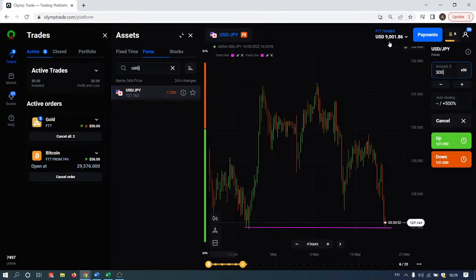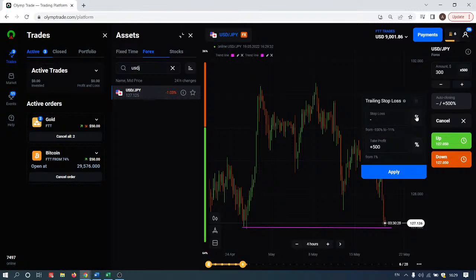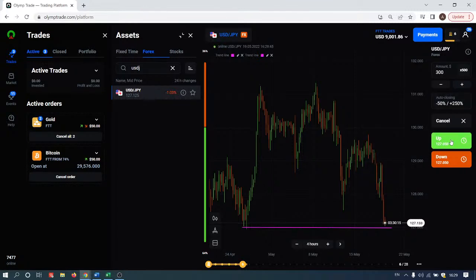It's a pretty safe amount considering the amount of money that I have in my account. It's roughly 3.3% of what I have in my account. And here we can actually use the multiplier of 500, which is a little bit risky, but at the same time, I see a lot of potential with this trade. And then auto closing. So I don't want to lose more than 50% of this amount in my trade. And my potential, okay, I don't want to be very greedy, so I will put $250, apply, and I press up.